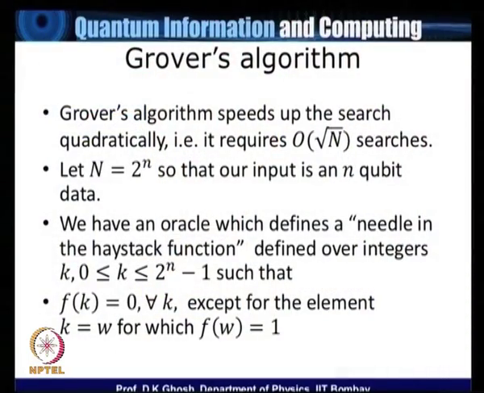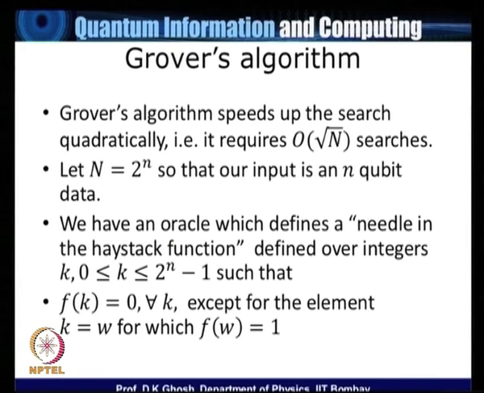Now, Grover's search algorithm actually accelerates this search from order N to order square root of N. That is a quadratically speeded up search, and this is a reasonable acceleration of the number of searches that we need. So, as we had already said, let capital N equal 2 to the power n, which is our n qubit data. Now, I need an oracle which will calculate a function, and this function is what I would call a needle in the haystack function.